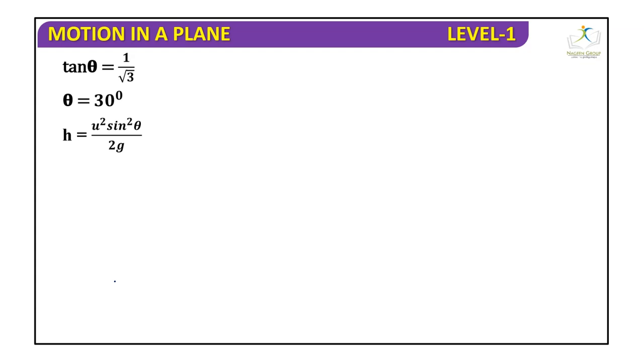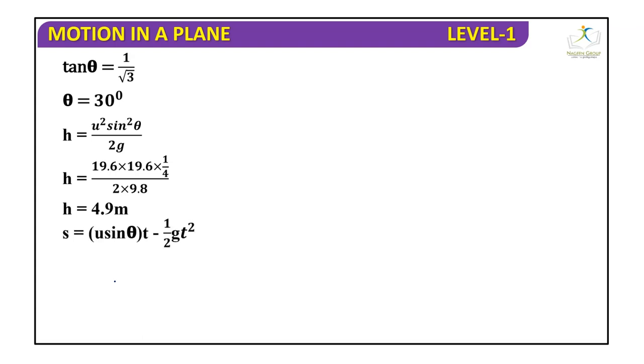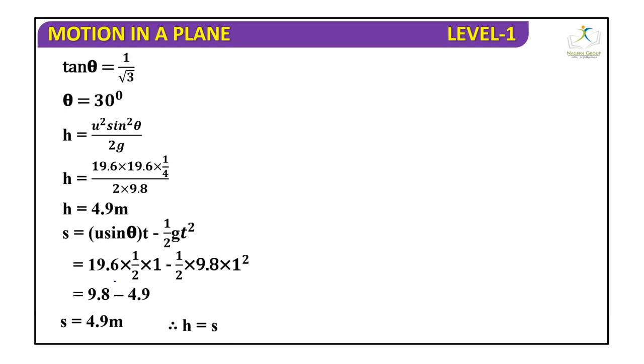H is equal to u square sin square theta by 2g. After putting all these values in this particular equation, I get the value of h, which is 4.9 meter. From here we can calculate the value of s also, like s is u sin theta t minus half gt square. Put all these values here again and get the final s, which is 4.9 meter. Okay, so h is equal to s. What does it mean? It simply means the distance covered by an object at 30 degrees will be the same as the maximum height.